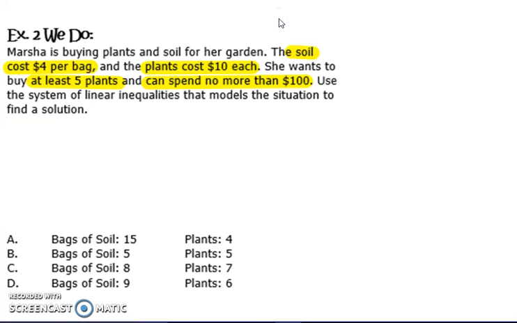So let's start at the beginning. We know that it costs $4 for soil and $10 for plants. So we're going to add them together. We're spending no more than $100. So that means it's going to be less than or equal to.